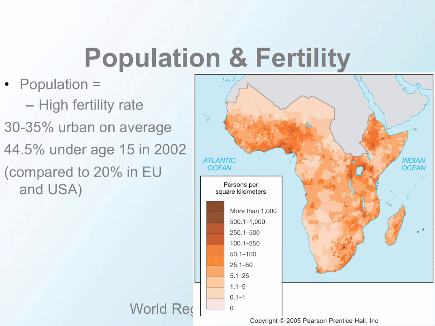Sub-Saharan Africa has a very high fertility rate, and this is something that you would expect to see given the economic situation. On average, about a third of people live in cities, and then when you have a high fertility rate, what that means is that your overall population is very, very young. Now, part of that is also because a lot of people haven't been reaching old age due to disease.